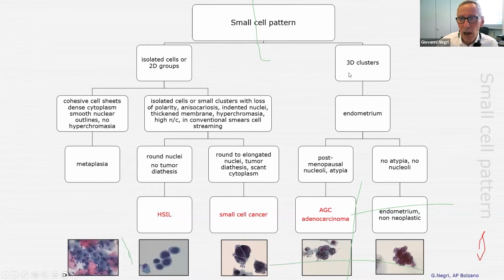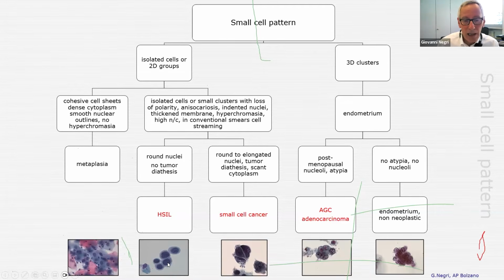If you see three-dimensional clusters of cells, that's something different. It's going to be extra cervical. It's going to be endometrial cells or metastasis. We are going to discuss it later. If you see isolated cells or two-dimensional groups, and you see cohesive cell sheets with a dense cytoplasm with smooth nuclear lines, no hyperchromasia, it's going to be a metaplasia.